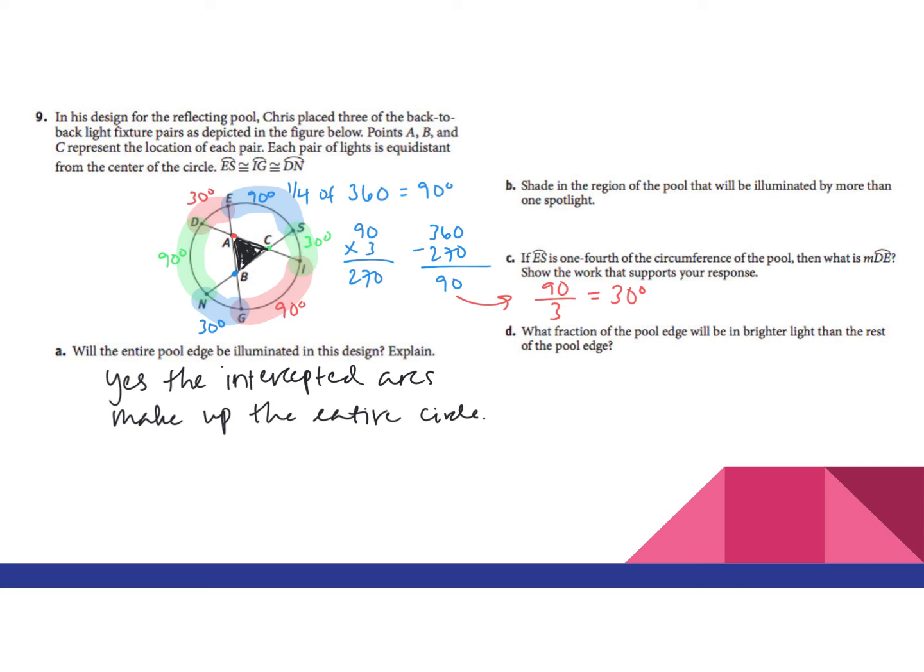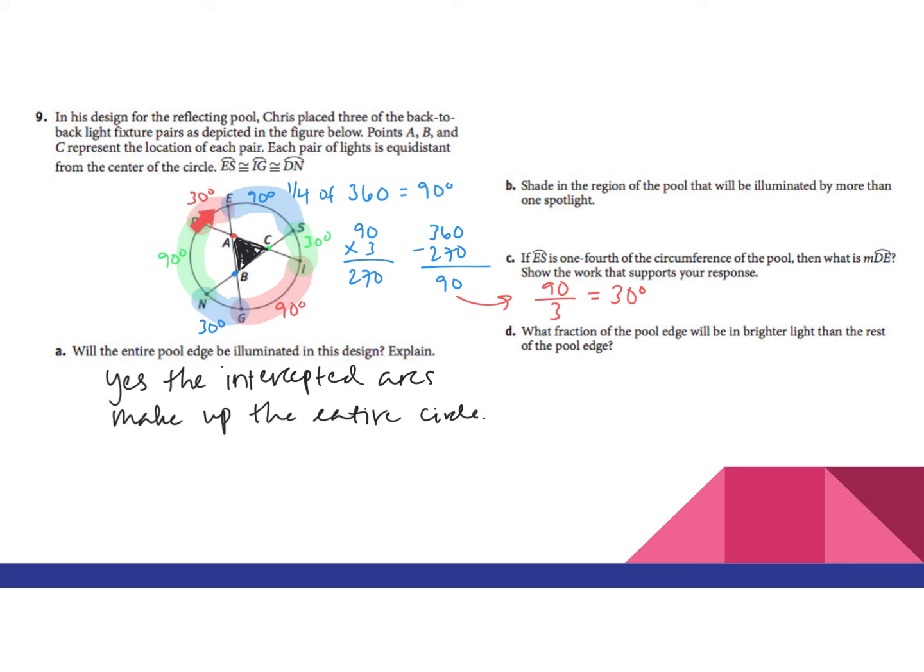Our last question is really a critical thinking question. It's now asking what fraction of the pool's edge will be in the brighter light from the rest of the pool's ledge. So think about if the larger arc or the smaller arc will be more brightly lit. I mean, it's definitely going to be the smaller arc because the light fixture is closer to it.